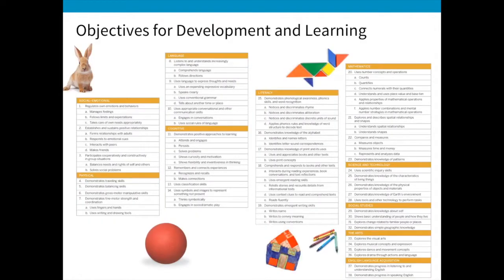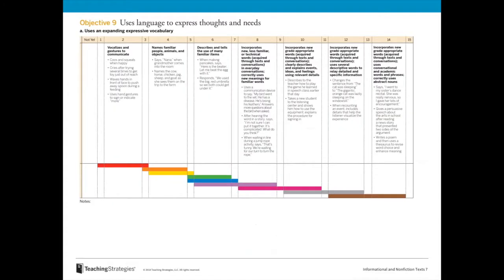So for those of you who are already familiar with Teaching Strategies, you'll know that our assessment solution, GOLD, and our comprehensive Creative Curriculum are both rooted in 38 research-based objectives for development and learning that address the development of the whole child, birth through third grade. And for the purposes of our conversation today, let's take a closer look at a couple of the language and literacy objectives. So let's take a look at 9A, which uses an expanding expressive vocabulary.